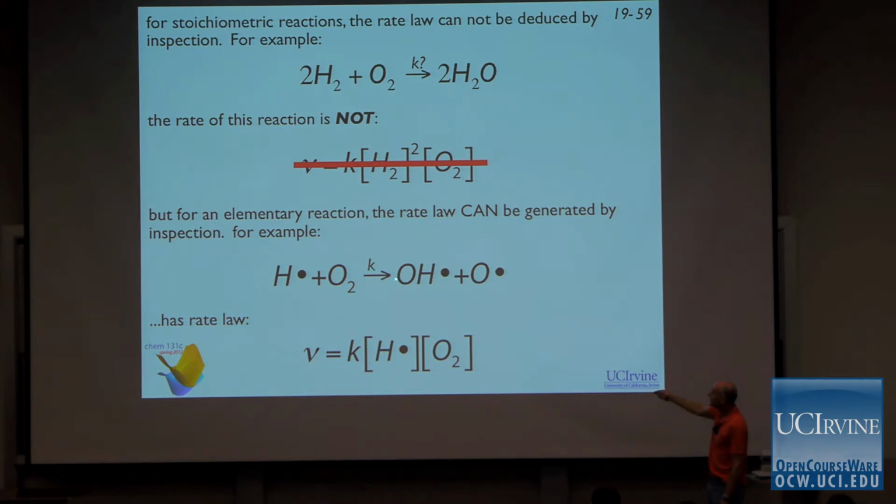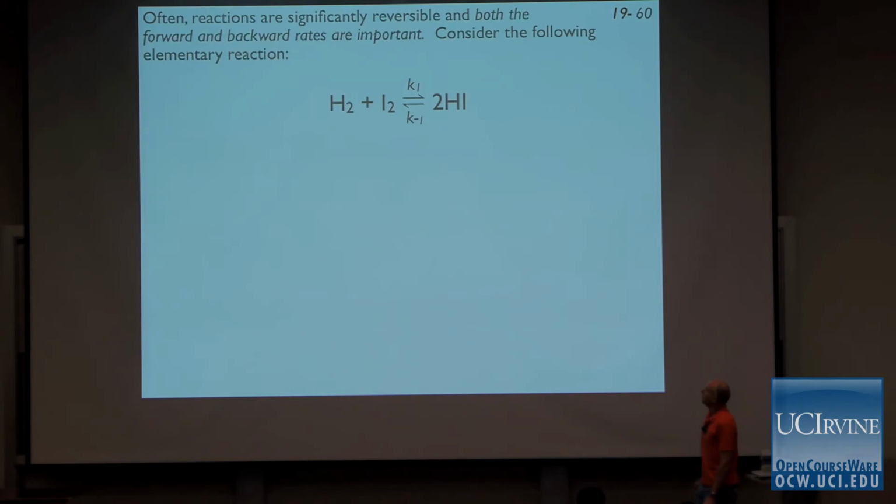If that's a single-ended arrow, these products don't have anything to do with the reaction rate. The single-ended arrow tells me it's an irreversible reaction, and I don't have to think about what those are. I could just write products here, and I have all the information I need to know about the rate. Only the reactants appear in this expression.